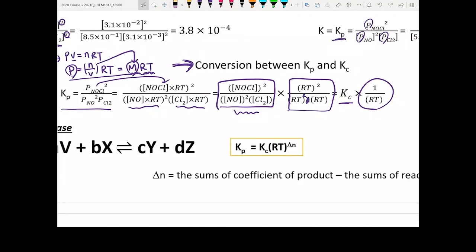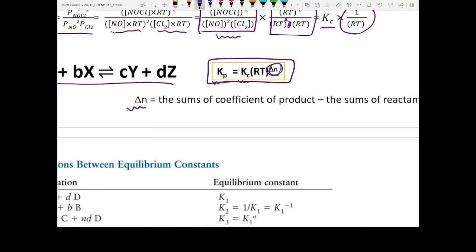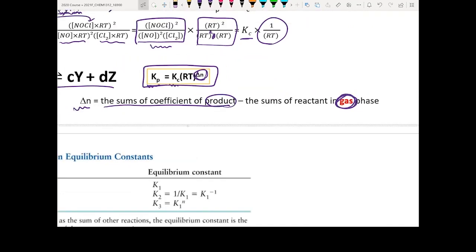To generalize this idea, this is what you should do. Assuming you have a chemical reaction, and you can calculate its Kp and Kc, they correlate with each other with this equation: Kp equals Kc multiplied by RT to a certain power, delta n. The delta n is calculated by the sum of the coefficients of your products minus the sum of the coefficients of your reactants in the gas phase. So let's use this as an example.